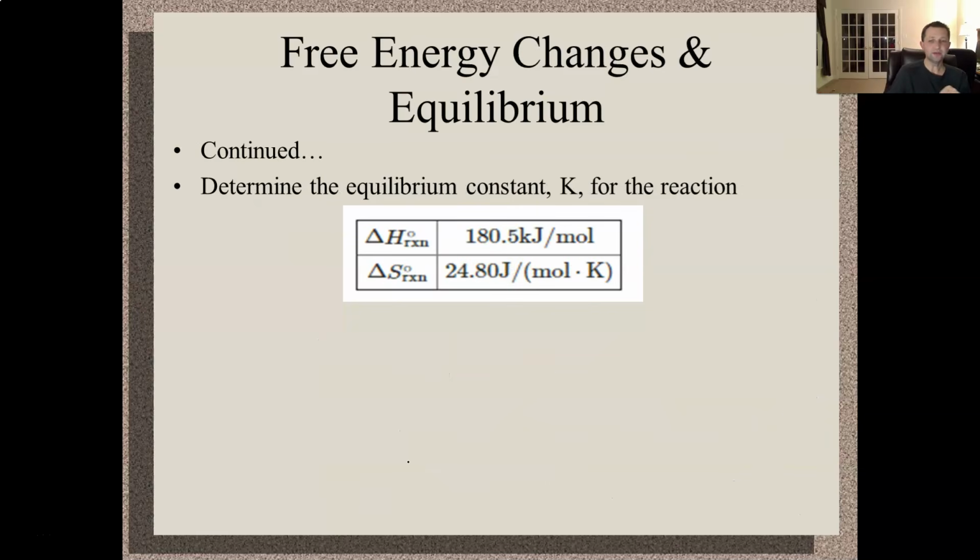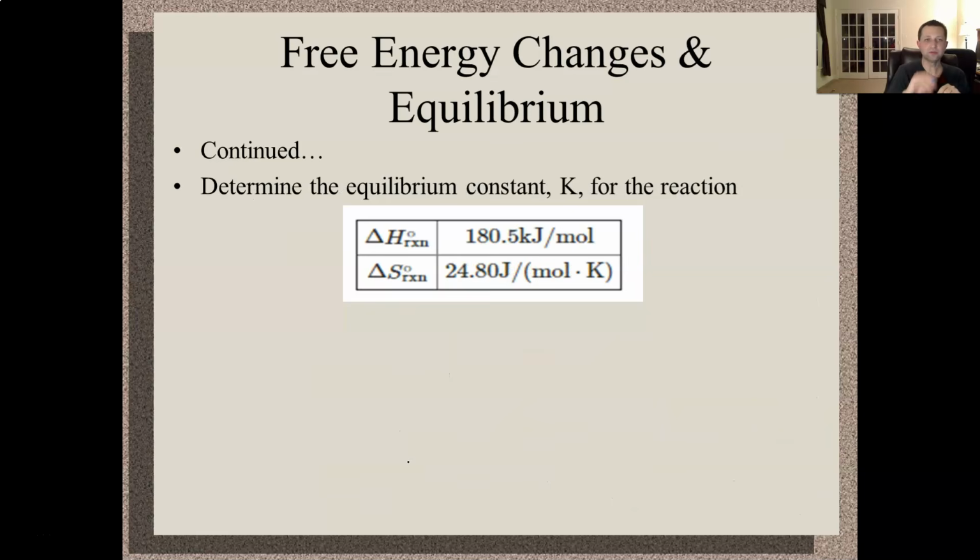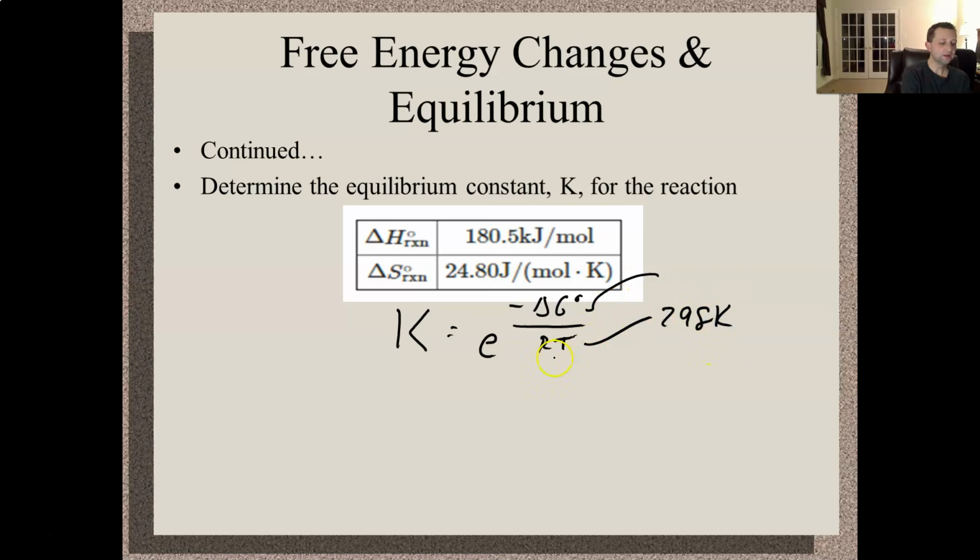Okay, so now that we have our delta G at standard, our delta G with that little degree sign, we want to find out what the equilibrium constant is for that reaction. So we use our equation, K equals e to the negative delta G at standard over RT. All right, so we have our delta G at standard. We just solved it on the last problem. We have our temperature, 298 Kelvin. We have our R value. That's on our formula sheet from the College Board, or I had it on a couple slides ago.